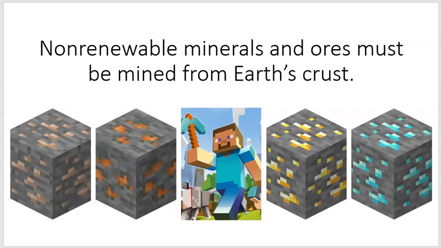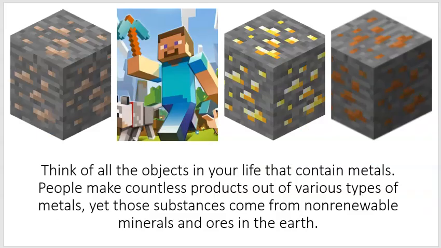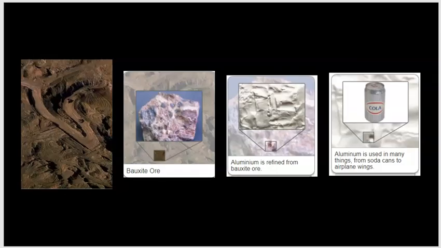Non-renewable minerals and ores must be mined from Earth's crust. Think of all the objects in your life that contain metal. Coins, cars, appliances, tools, jewelry, electronics, and cooking utensils. The list could go on and on. People make countless products out of various types of metals, yet those substances come from non-renewable minerals and ores mined from the earth. Once a valuable reservoir of minerals is discovered, mining companies remove the minerals in large quantities.